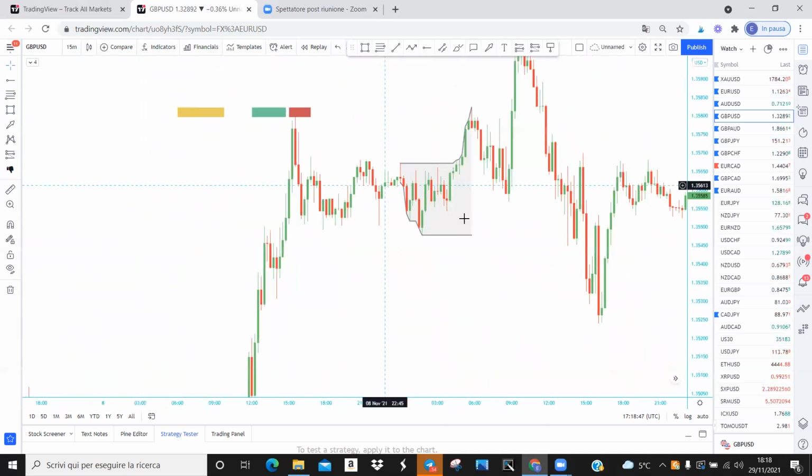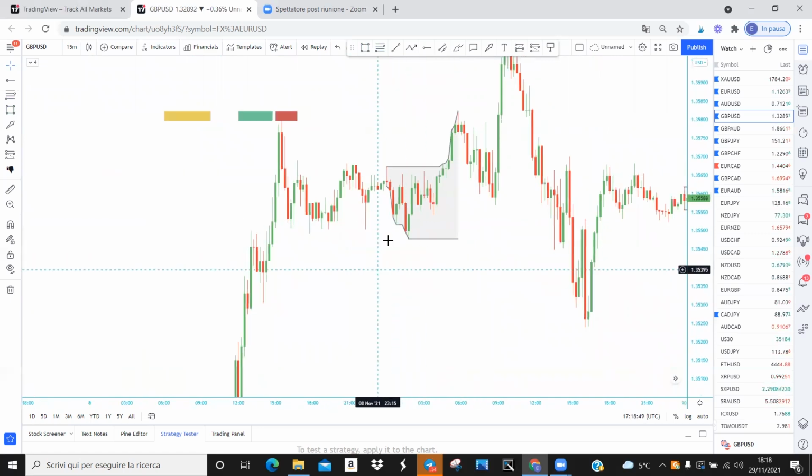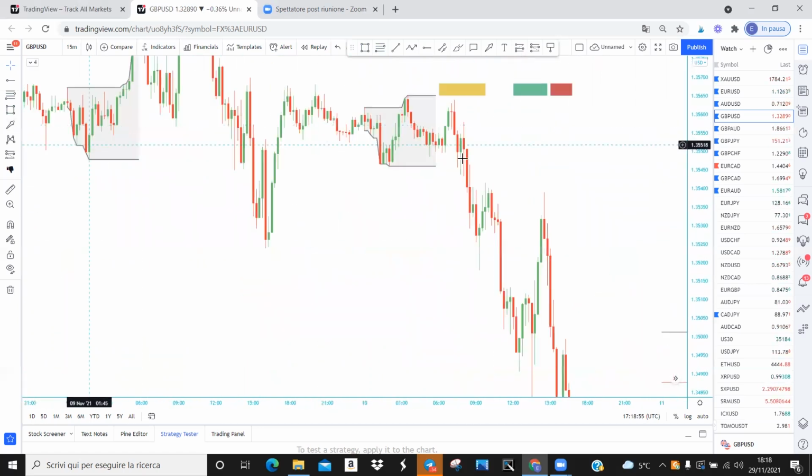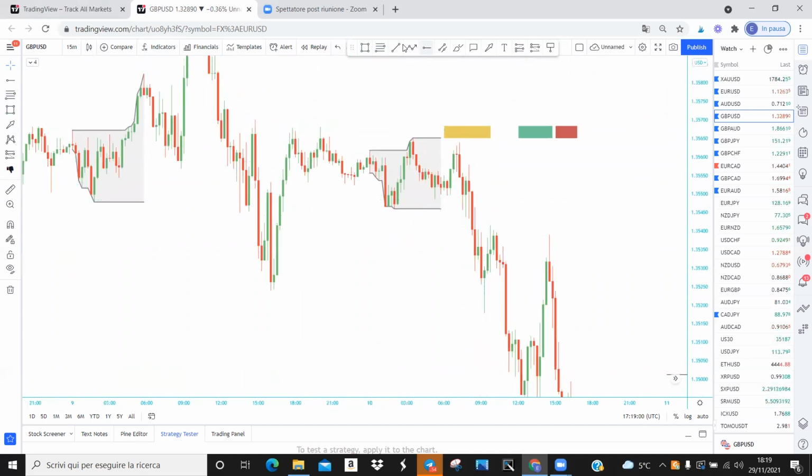Here again, the reason why I'm not marking some of them is because they're either too big, so this is too big and I'm not going to consider this, or because there is just no confirmation. For example, here there is no manipulation to the upside. I will never look for buys, so I will never draw them this way, okay? Because some of you might do that.